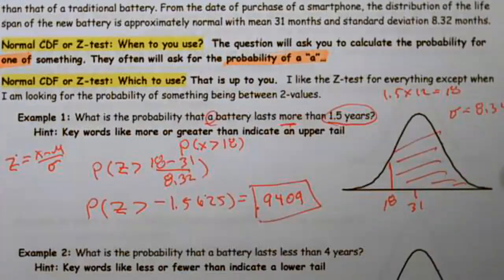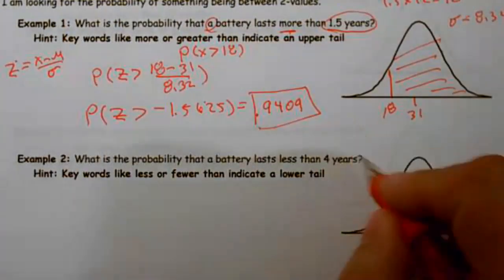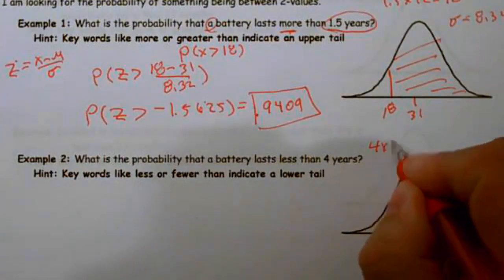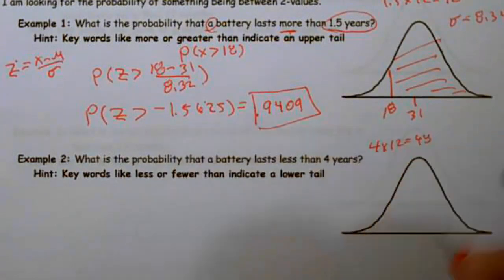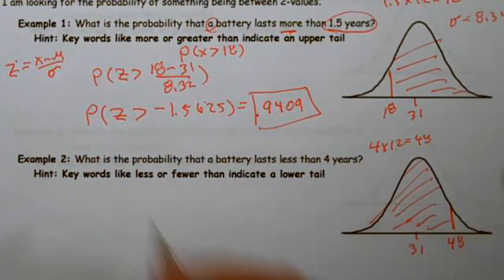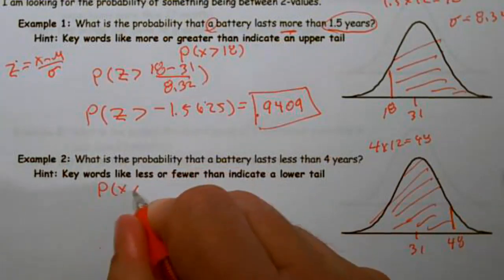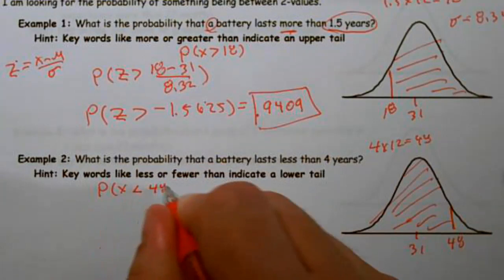So what is the probability that a battery lasts less than 4 years? Once again, we're working in months, so 4 times 12 is 48. We know that our mean is 31. So now we're talking about 48. We're somewhere above the mean, and we want less than 48. So technically, the probability that X is less than 48.